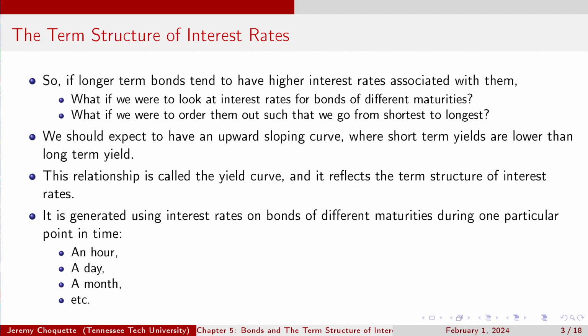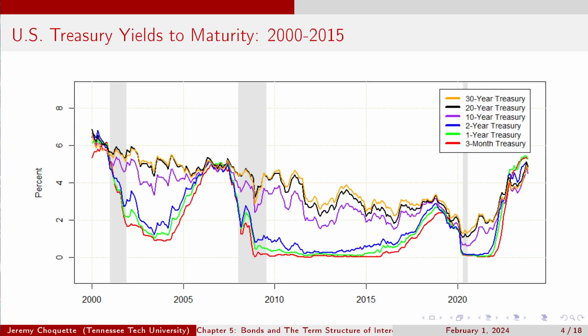This is what's known as the yield curve, and it reflects the term structure of interest rates. And we generate it using interest rates on bonds of different maturities during a particular point in time. That could be within an hour, a day, a month, whatever. If we wanted to look at yields to maturity for US Treasuries between 2000 and 2015, this is what we would see. So if we're going from the 3-month all the way up to the 30-year Treasury, you can see that the shorter the maturity, the lower the interest rate. And then as we go into higher maturities, we tend to see higher interest rates.